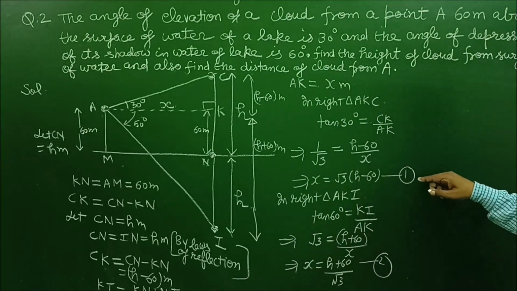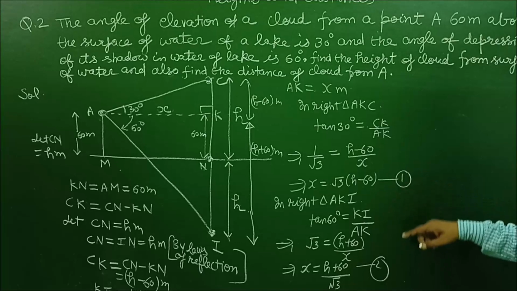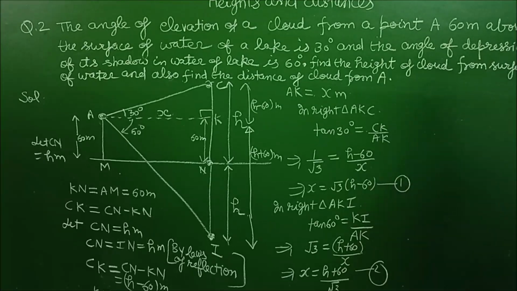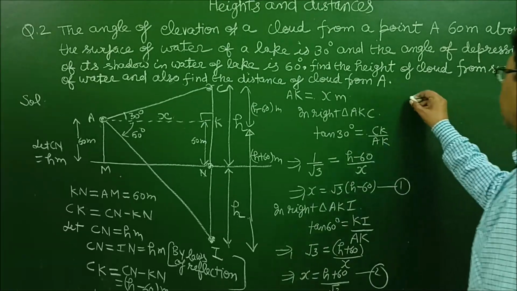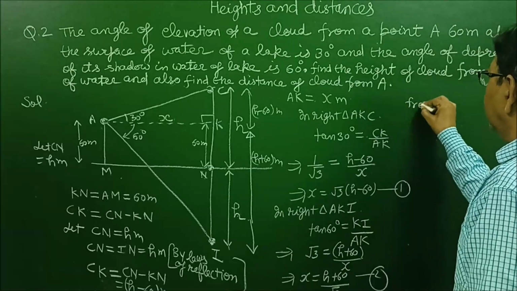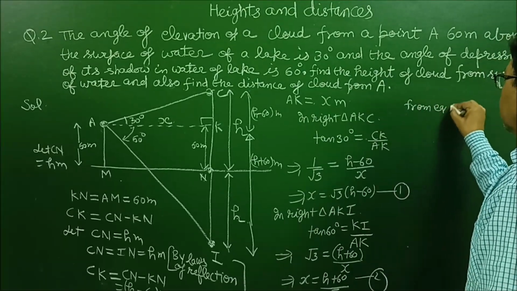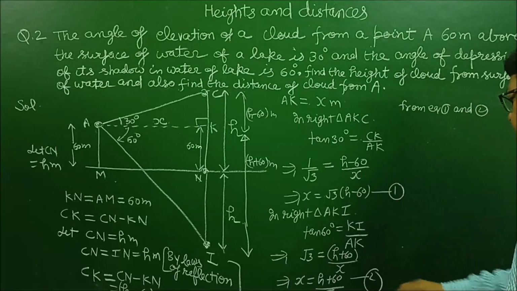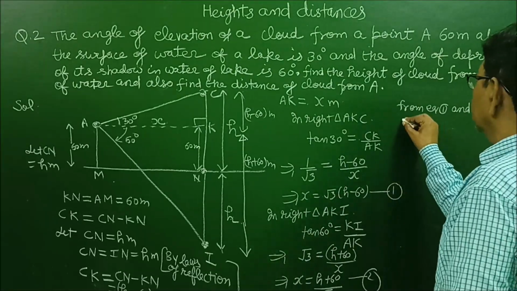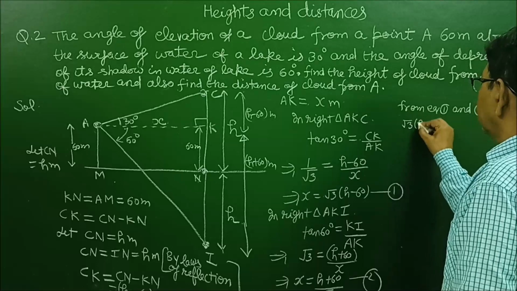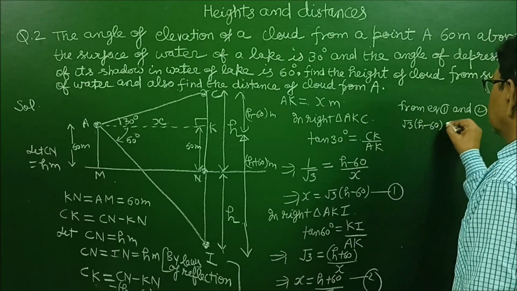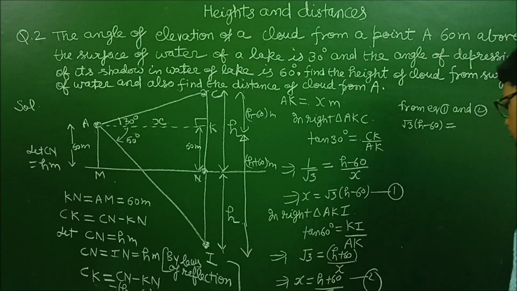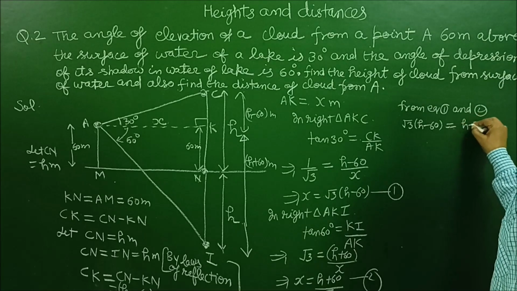Now if we compare the two values of x, we can get the value of h. So from equations 1 and 2, if we equate the two values of x, that is root 3 into H minus 60 is equal to H plus 60 upon root 3.